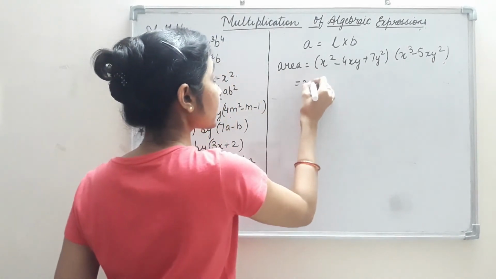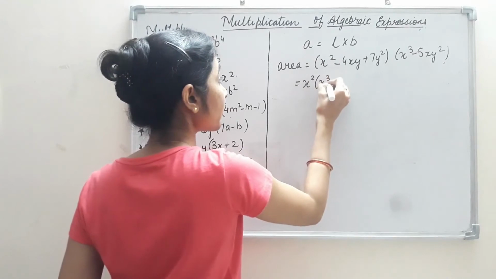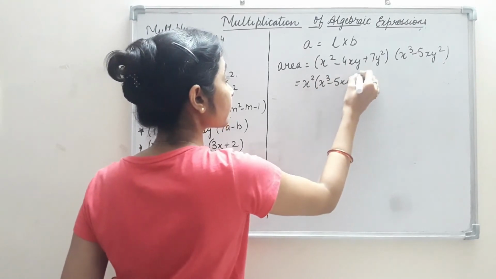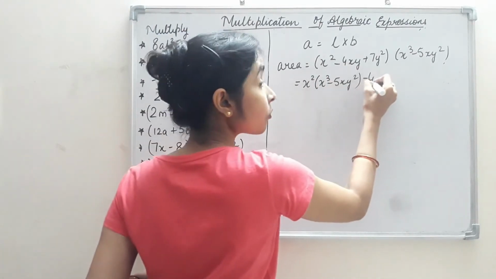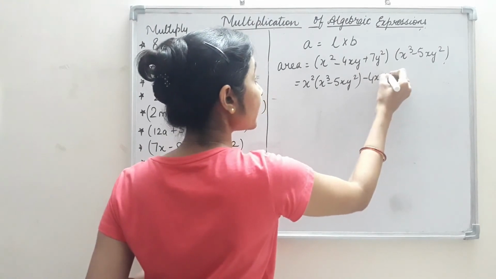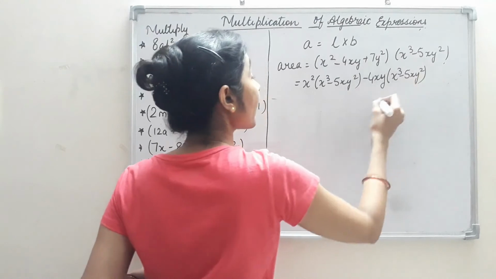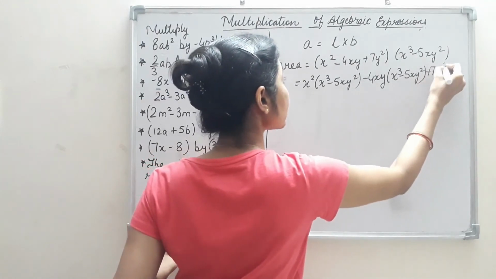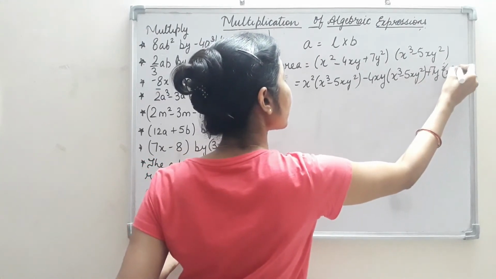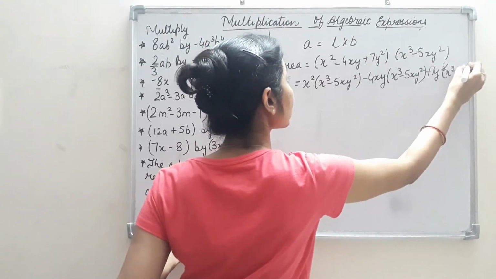Okay, multiplying each term of this trinomial with this binomial. So what do we get? x square multiplied by x cube minus 5xy square. Okay, minus 4xy multiplied by x cube minus 5xy square. And last is plus 7y square multiplied by x cube minus 5xy square.